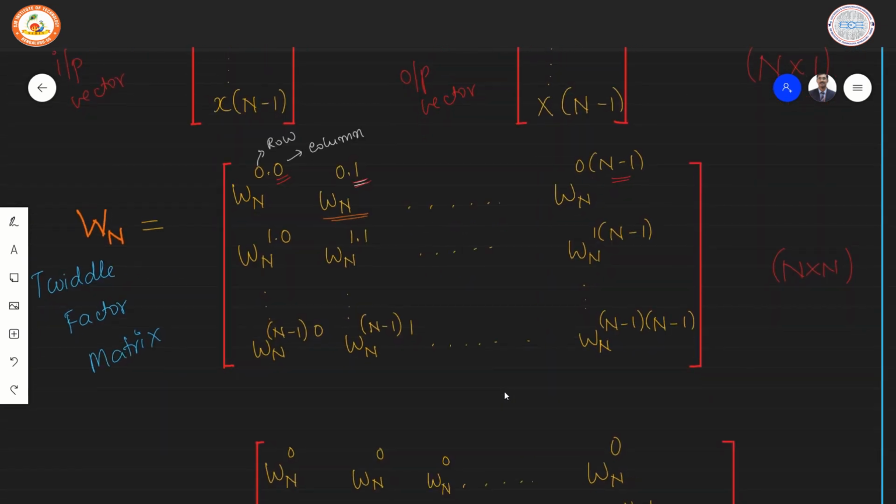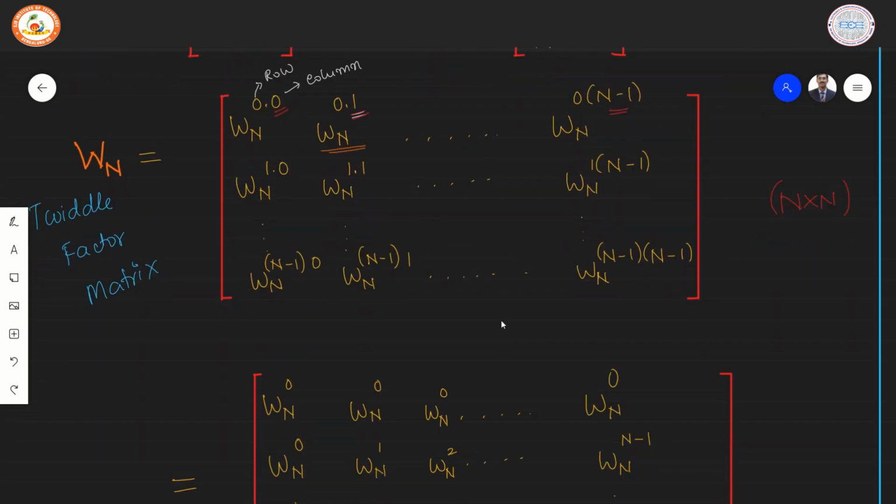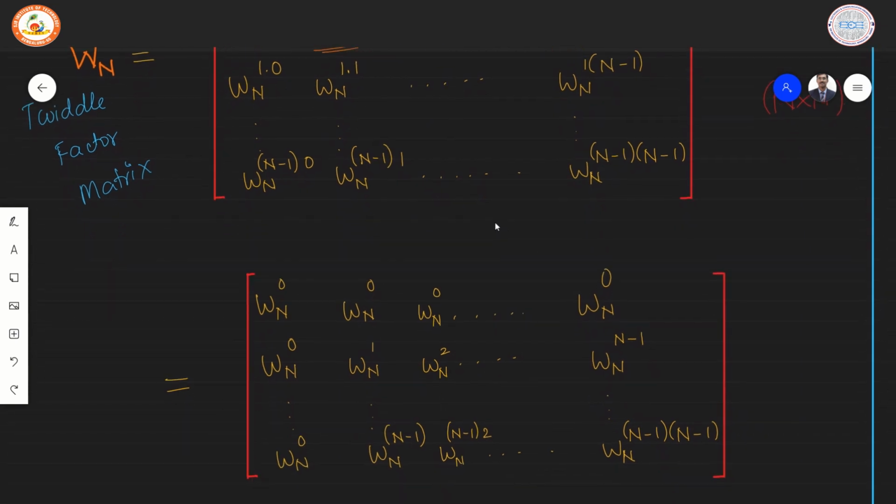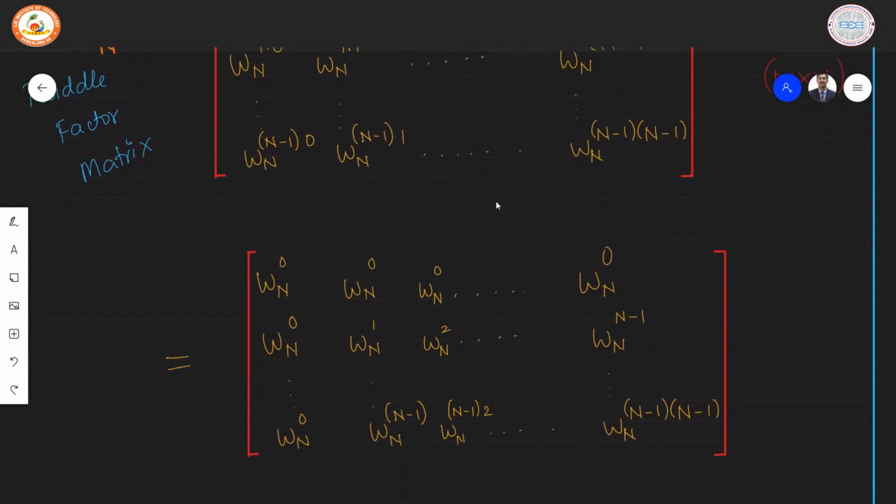We observe that when you simplify, the result of simplification would be something like this. The first row and the first column have powers which are 0, and any term with the power 0, we know the answer is going to be 1. Therefore, the first row and first column in the twiddle factor matrix comprise values which are 1s.